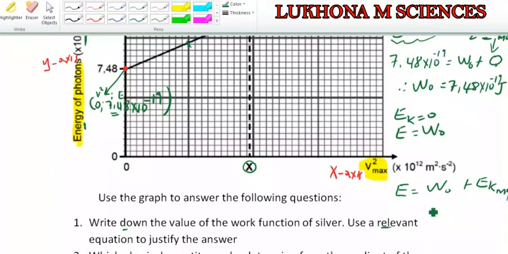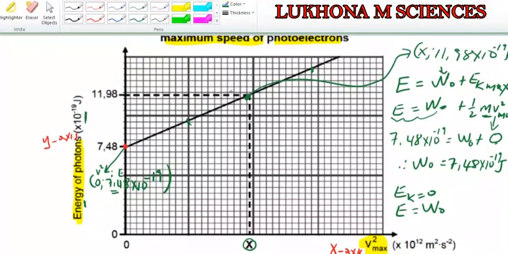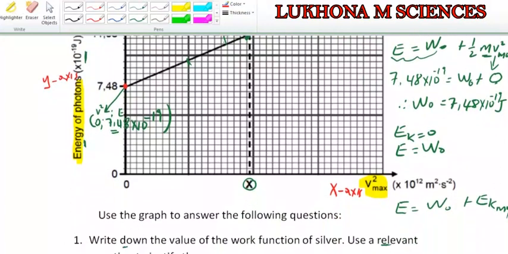So that's the first thing that you need to do. Now if we can look here, we have this straight line. The equation of a straight line is y is equal to mx plus c, where m represents the gradient and c represents the y-intercept.